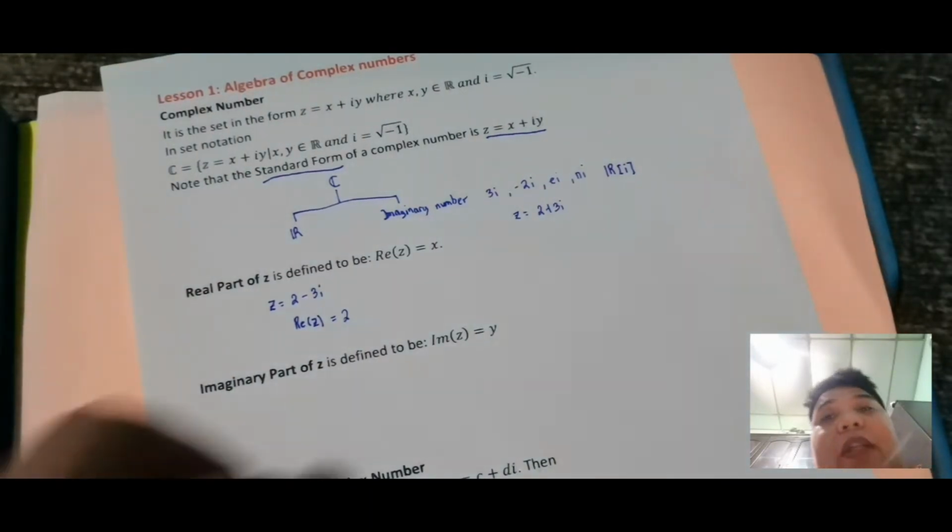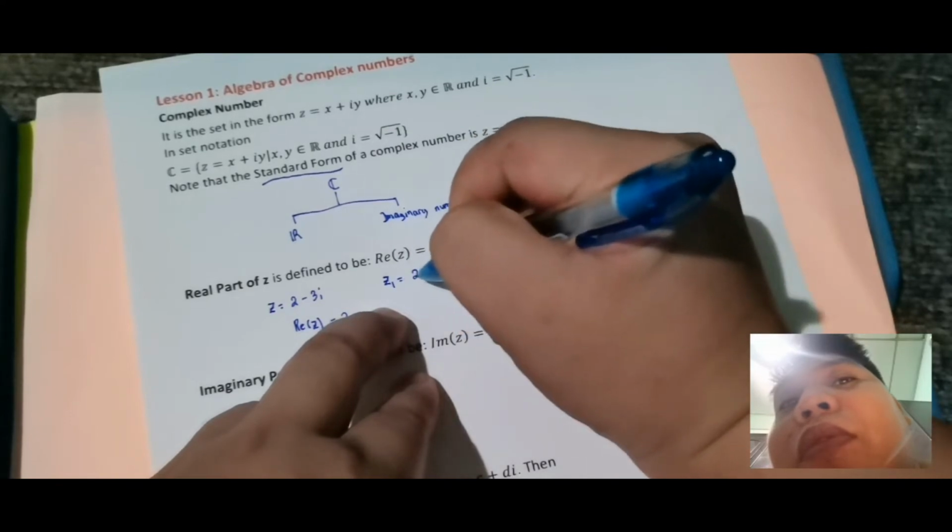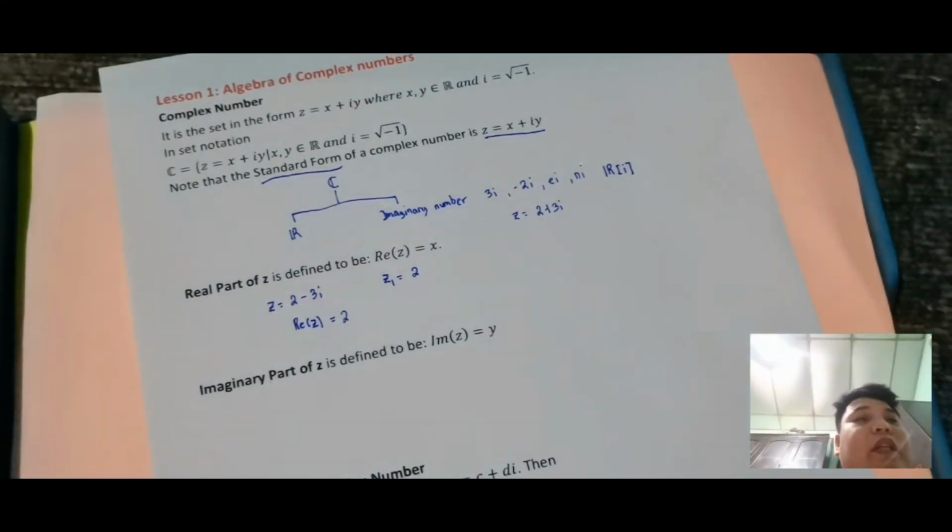Okay, so that's the real part. Another example, let z sub 1 is equal to 2. That's a real number, and it's also a complex number, like I said earlier. If you're a real number, you're a complex number. If you're an imaginary number, you're a complex number. 2 plus 3i is also a complex number. This means you can see that it's a real number and at the same time a complex number. Since you don't see any i, it's still a real number.